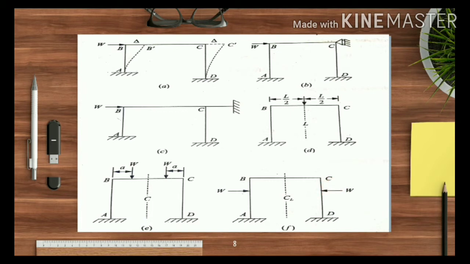Okay, so these are the non-sway frames. B, C, D, E and F are non-sway frames, and figure A is a sway frame. Since the horizontal load is acting on the column AB, there is no resisting load or resisting support provided in the column CD. Hence this is a sway frame, and delta is represented as sway.